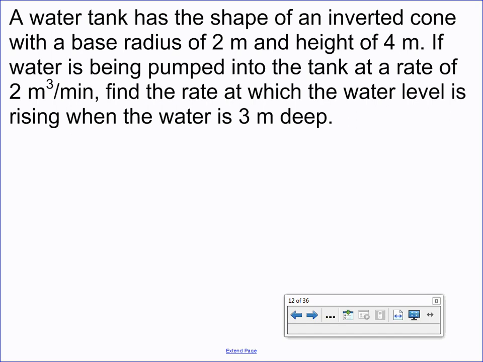A water tank has the shape of an inverted cone with a base radius of 2 meters and a height of 4 meters. If water is being pumped into the tank at a rate of 2 cubic meters per minute, find the rate at which the water level is rising when the water is 3 meters deep. Let's go ahead and process that for a minute. So we've got a water tank in the shape of an inverted cone. So we're thinking not the blocks cone, but like the snow cone. So with an inverted cone.